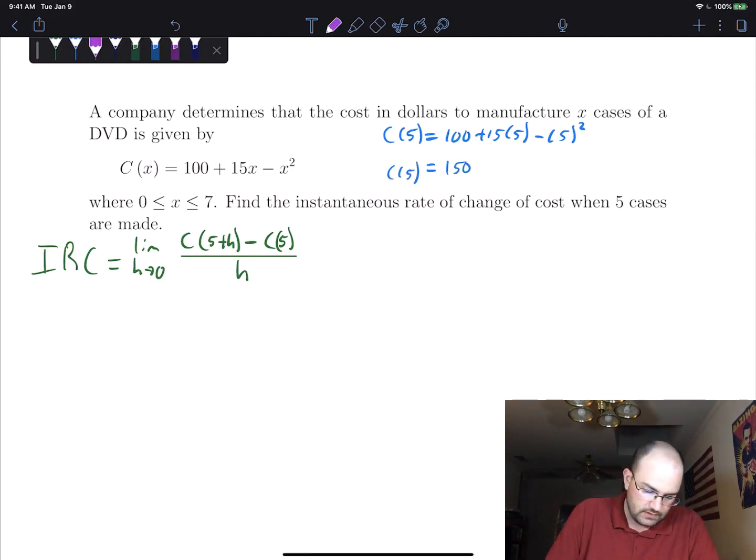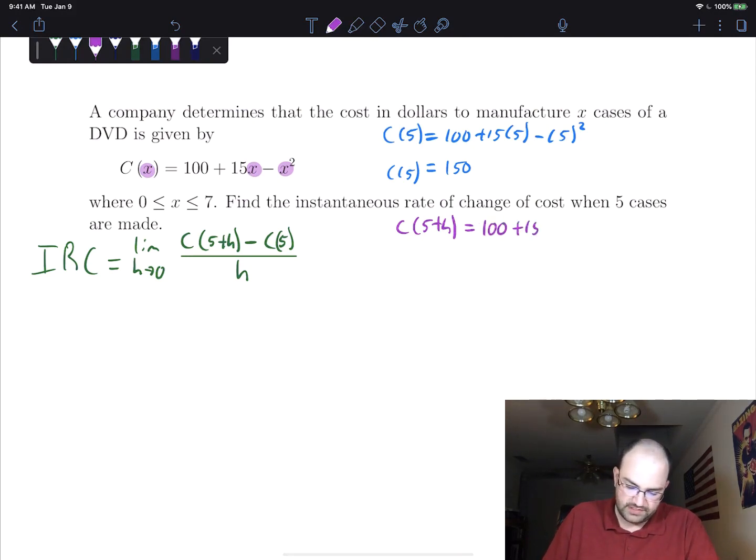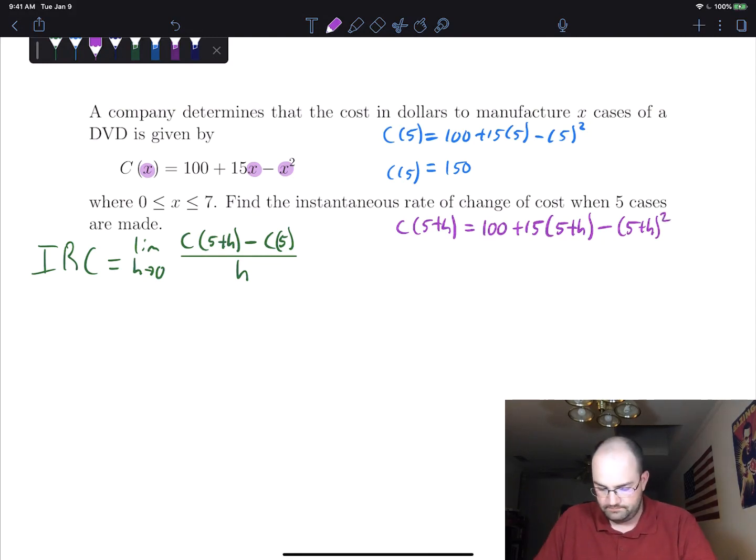Good. Next, let's figure out c of 5 plus h. We're going to replace all x's with this 5 plus h. And that gives us 100 plus 15 times 5 plus h minus 5 plus h squared. Good. At this point, we need to just simplify. That means that we need to go ahead and distribute the 15, square the binomial, and then distribute the negative.